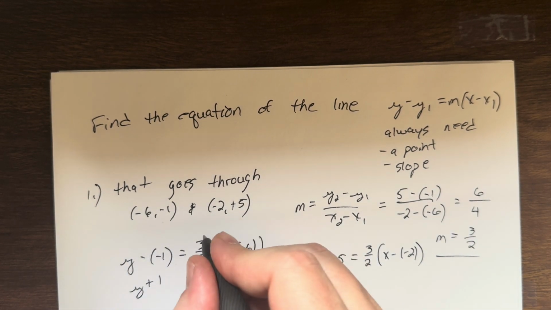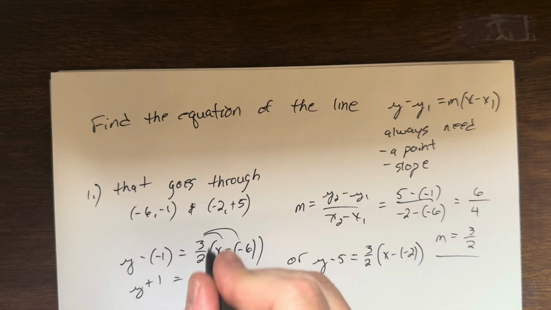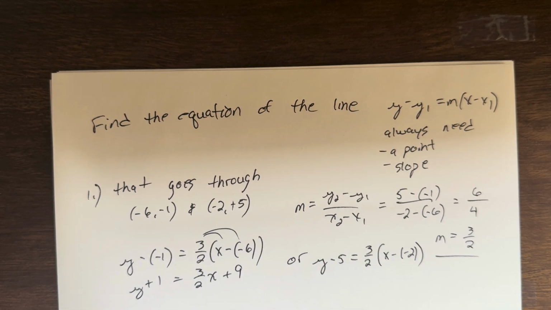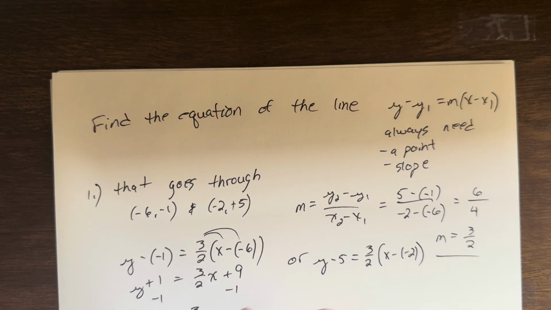That becomes a plus 6. I'll distribute the 3 halves: 3 halves x, and 3 halves times positive 6 becomes 18 over 2. That's a 9. Subtract 1 from both sides. I get 3 halves x plus 8.